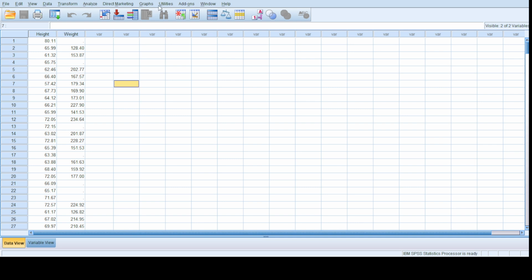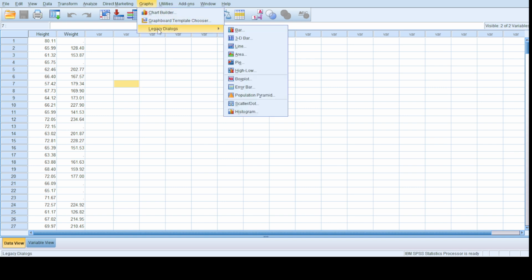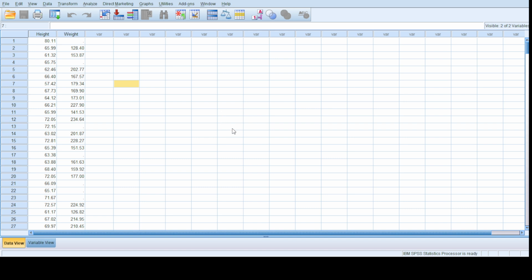So we have the data here. We go on Graph, we go on Legacy Dialogs, and we go on what? Scatter/Dot. And we pick Simple and we click Define. And we have defined this, we click OK. And I switch to my output place.